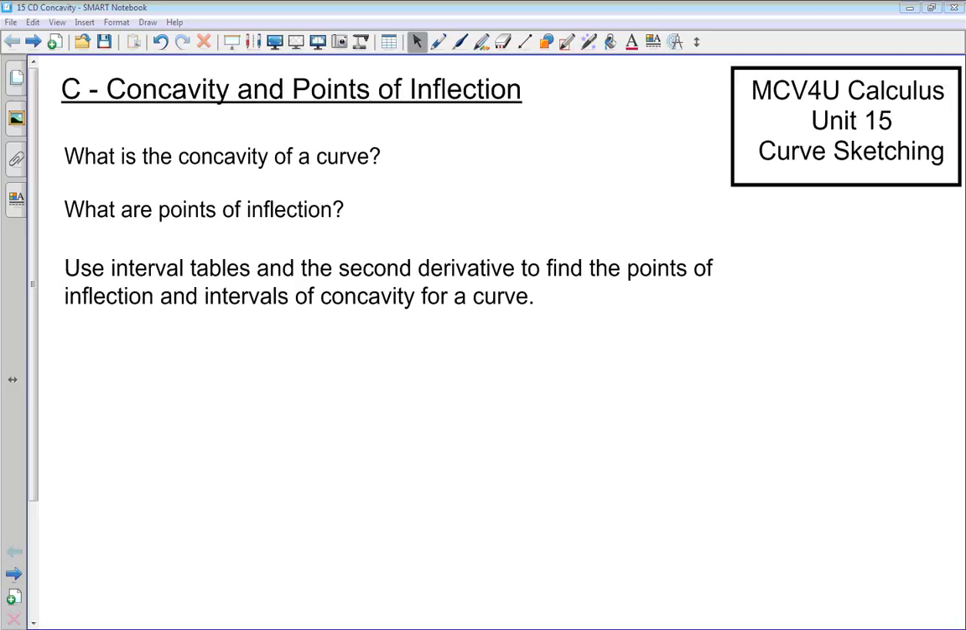In this lesson, we're going to take a look at concavity and points of inflection. By the end of this lesson, we want to know what is meant by the concavity of a curve, what exactly points of inflection are, and we want to be able to use an interval table in the second derivative to find the points of inflection and the intervals of concavity for a curve.